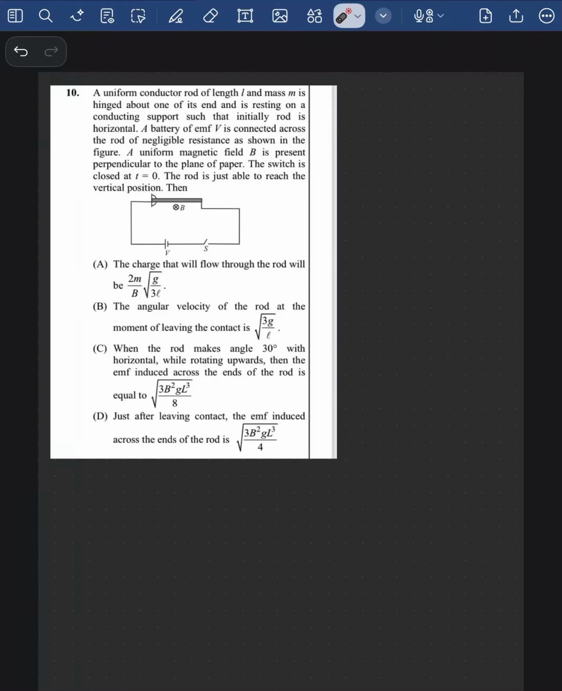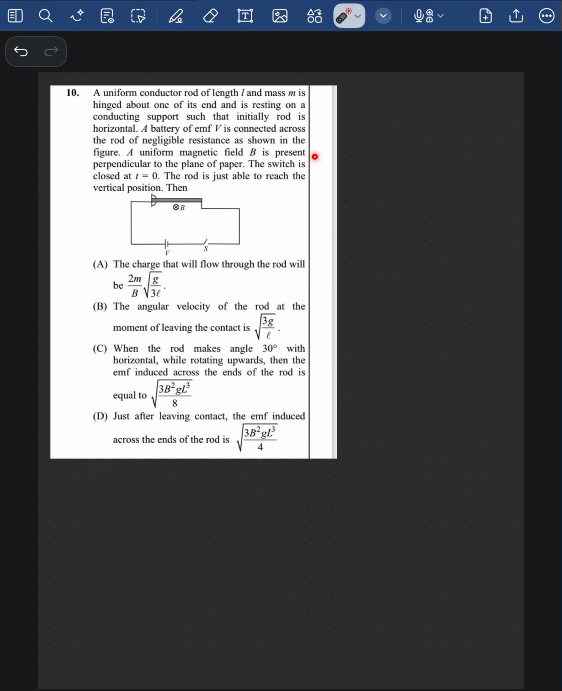Hey guys, let's have a look at this question. You have a uniform conductor rod of length L and mass M. It's hinged about one of its ends and it's resting on a conducting support such that initially the rod is horizontal, right? A battery of EMF V is connected across the rod of negligible resistance as shown in the figure.